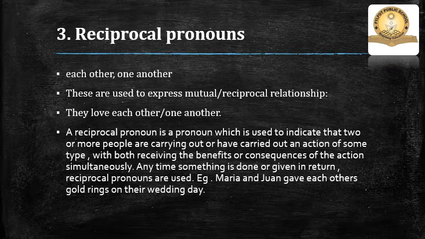Anytime something is done or given in return, reciprocal pronouns are used. For example, Maria and Joan gave each other gold rings on their wedding day. So a gold ring is being given and then a gold ring is being taken. So there is a reciprocal relationship. They both are giving each other what? Gold rings on their wedding day. So here we are going to use a reciprocal pronoun. Which reciprocal pronoun is used here? Each other. All right, so that is for the day, students.